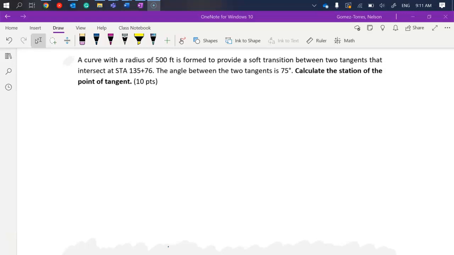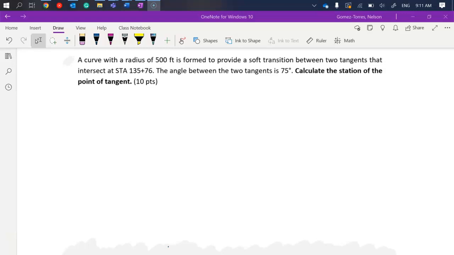Now, let me read the problem first. A curve with a radius of 500 feet is formed to provide a soft transition between two tangents that intersect at station 135 plus 76. The angle between the two tangents is 75 degrees. Calculate the station of the point of tangent.